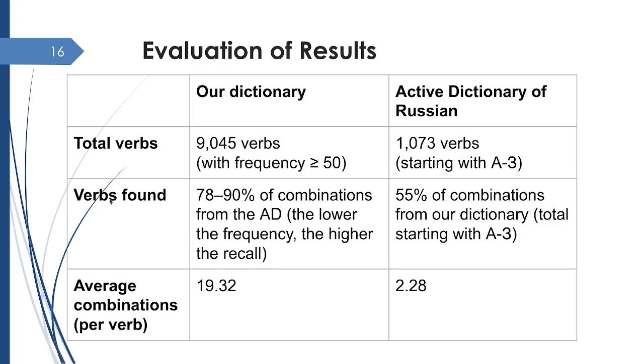We also compared our results with the active dictionary of Russian. Our dictionary consists of about 2,000 verbs starting with characters from A to Z, while the active dictionary consists of just 1,000. So, up to 19% of our verbs, depending on their frequency, were found in the active dictionary. We also beat the active dictionary by the average number of combinations per verb: more than 2 for AD, and about 20 in our case.